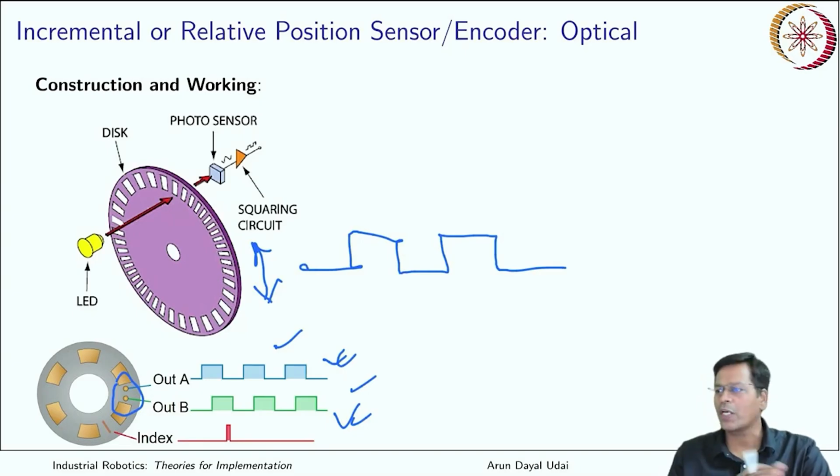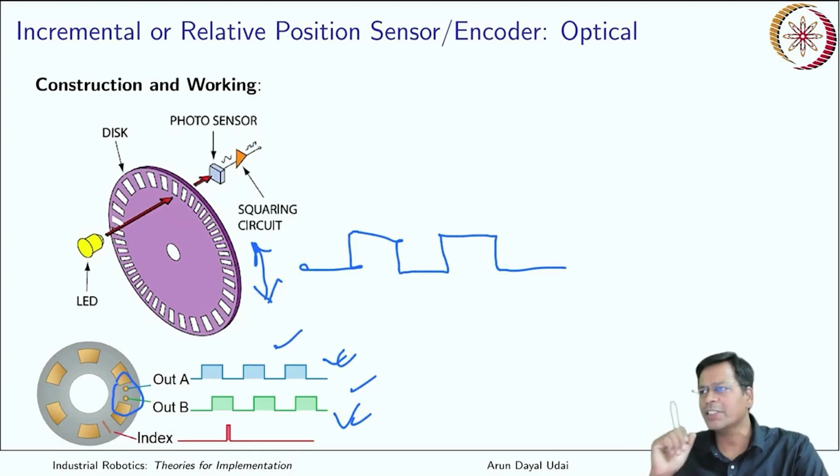And that is how you can measure whether it is rotating clockwise or anti-clockwise. Got it? And just by measuring the number of counts, you can get the angle. So you now get the complete sense of it. But yes, it is not absolute.